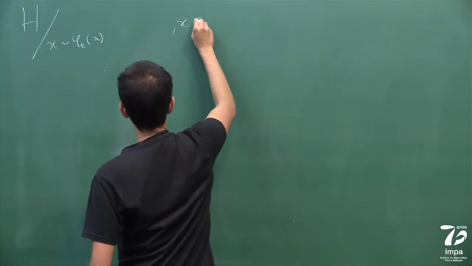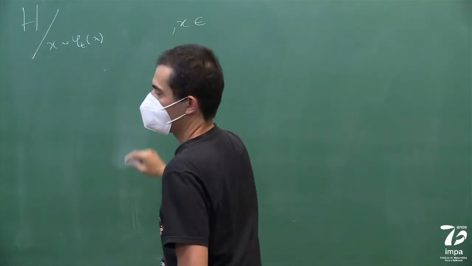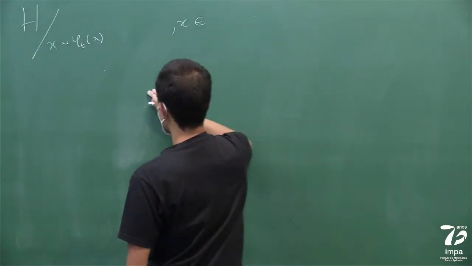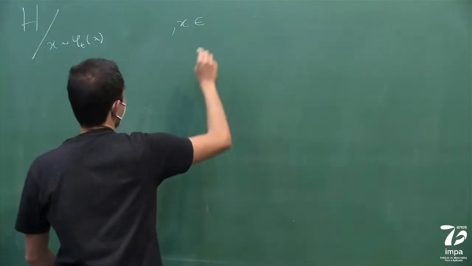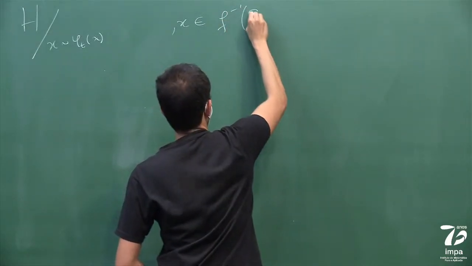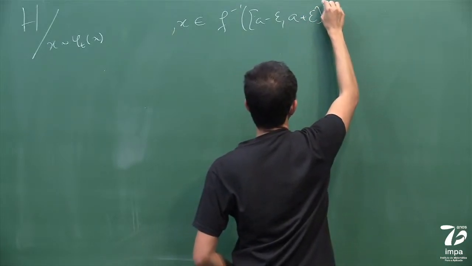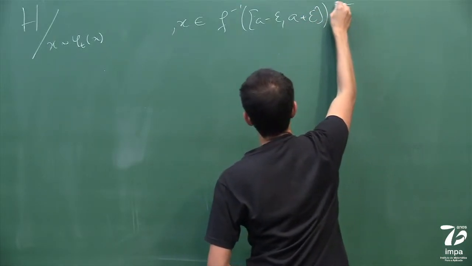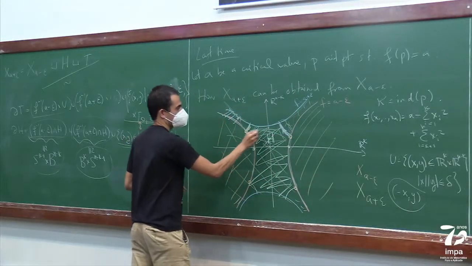When x is in the complement of u. So when x is in f inverse of (a minus epsilon, a plus epsilon), minus u, and I'm going to take the closure because I also want to quotient it like over here.